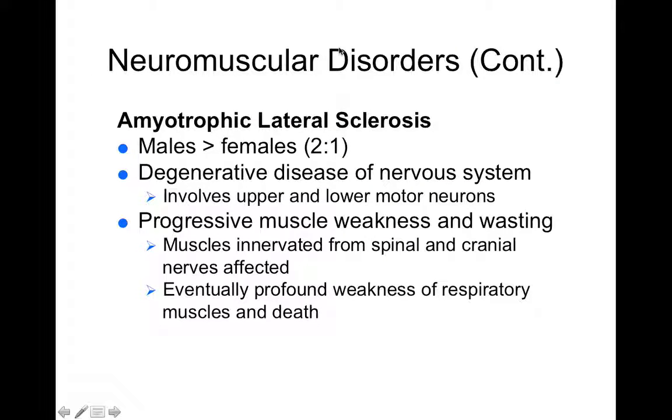Now, another type of neuromuscular disorder is amyotrophic lateral sclerosis, or ALS. You guys may have heard of this before. Males are often more affected than females, and it's a degenerative disease of the nervous system. This leads to progressive muscle weakening and wasting. What happens, you guys, is that it affects the lower motor neurons. So not just muscles involved with ventilation, but also muscles of your extremities become weaker over time. It's going to start out as peripheral muscle weakness, and it'll progress more centrally, including respiratory muscles, where eventually, once this disease has progressed enough, they can't ventilate on their own.